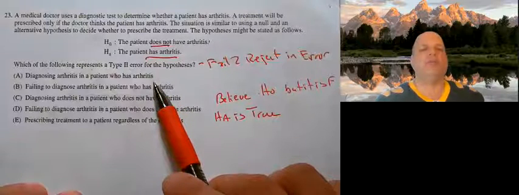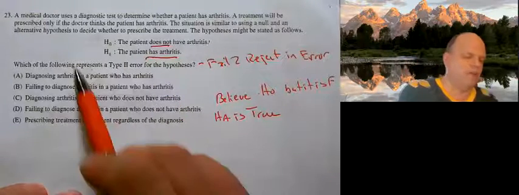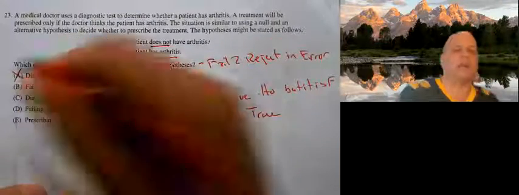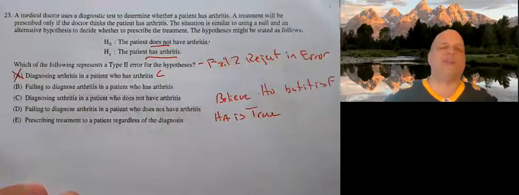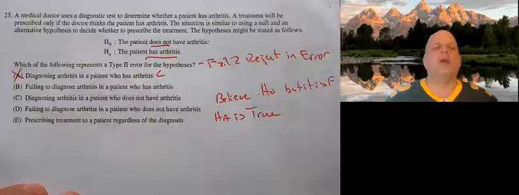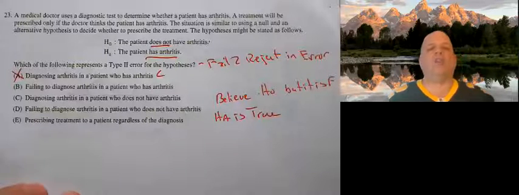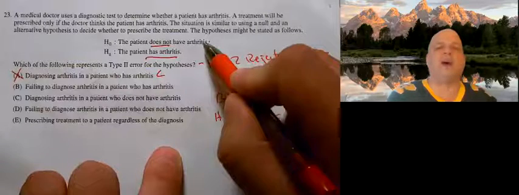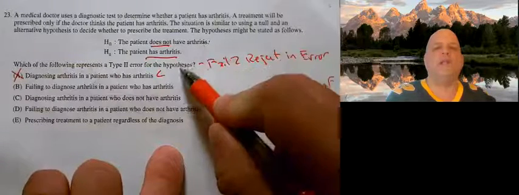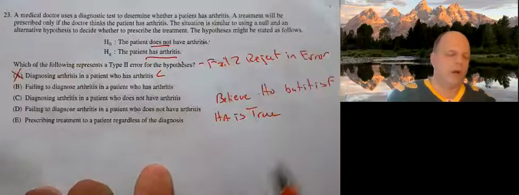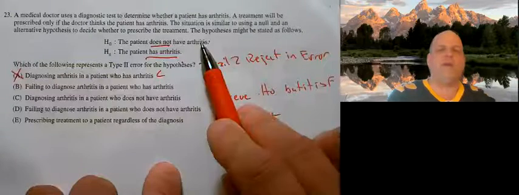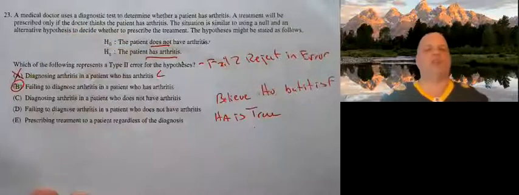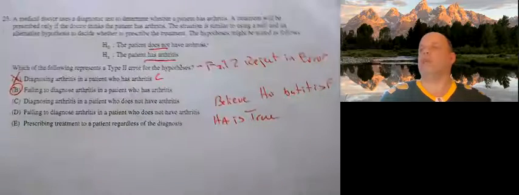Diagnosing arthritis in a patient who has arthritis. First off, diagnosing that they have arthritis, that's a correct decision. We're not even worried about correct decisions. We're worried about errors. So that's not even an error. Failing to diagnose arthritis in a patient who has arthritis. We believe they don't have arthritis when in fact they do. All right, believe HO, believe they don't have it, but they do. That is a type 2. All right, so 23 is B.